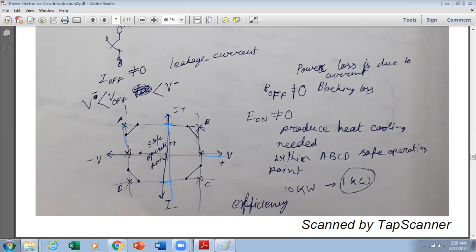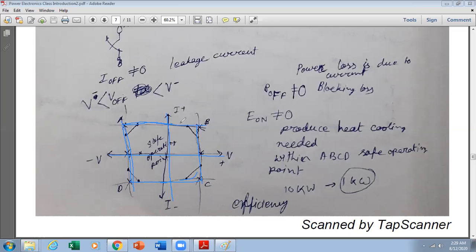So our safe operating region is from plus I, if I draw a line like this, and if I draw the voltage line, the maximum voltage line, if I draw this, we will get a square. So that should be our safe operating region. That square should be our safe operating region for the practical switch.